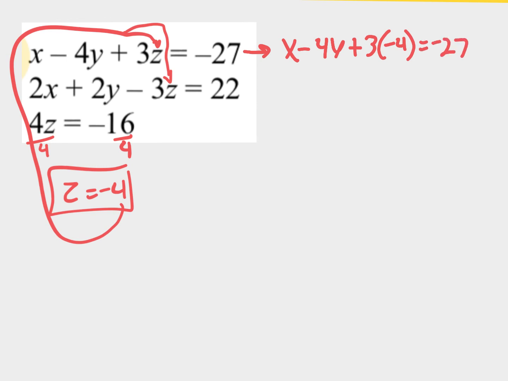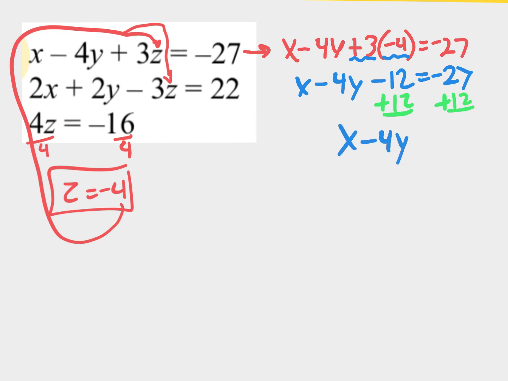And then, of course, you want to clean it up. You don't just want to leave it like that. What do I mean by clean it up? Well, what is 3 times negative 4? That's negative 12. So you really have x minus 4y minus 12 equals negative 27. You don't want that minus 12 there. So you could add 12, add 12. We're cleaning it up. We're getting the x and the y by itself on the left side. We end up with x minus 4y equals negative 15, right?